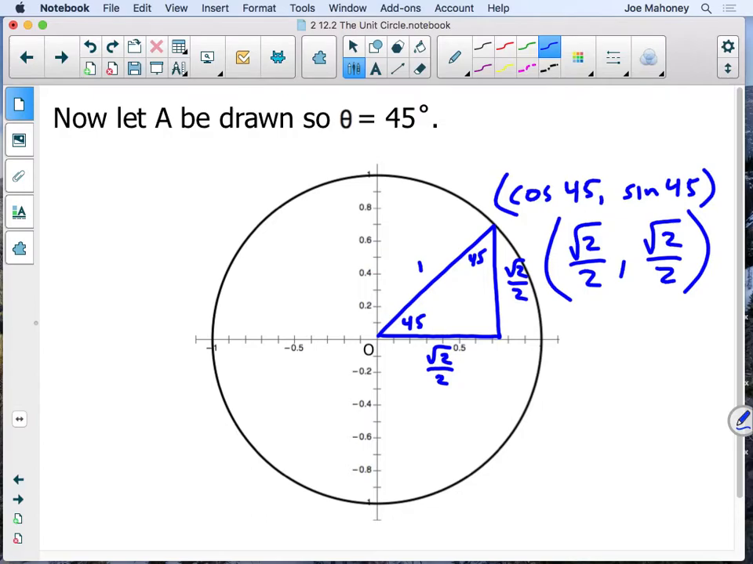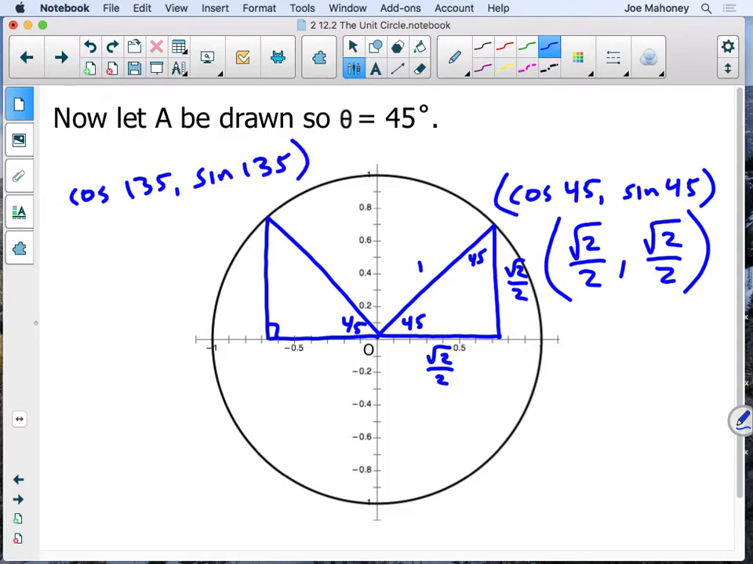Let's reflect over the y-axis. That means the angle, here's my 45, I go 180, let me draw that again, we go 180, but we go back 45. So we are now at 135 degrees. Cos 135, sine 135. And because the x value is negative, cos 135 is negative radical 2 over 2. Sine is positive radical 2 over 2. Oh, and I should have done that in green, but that's okay.